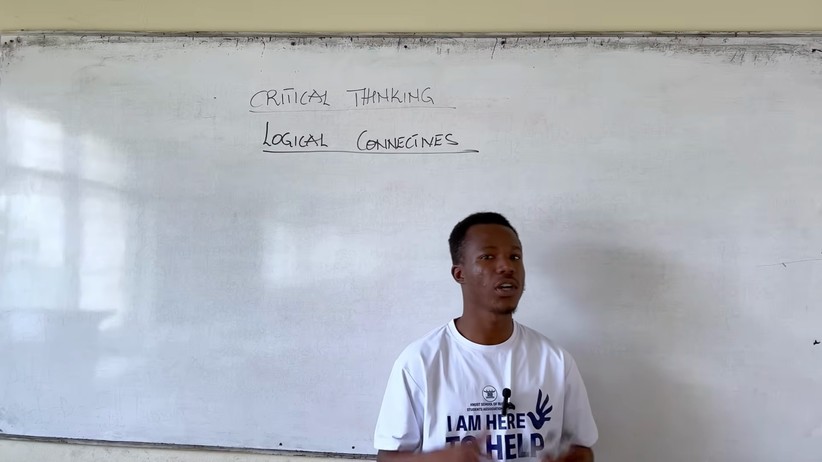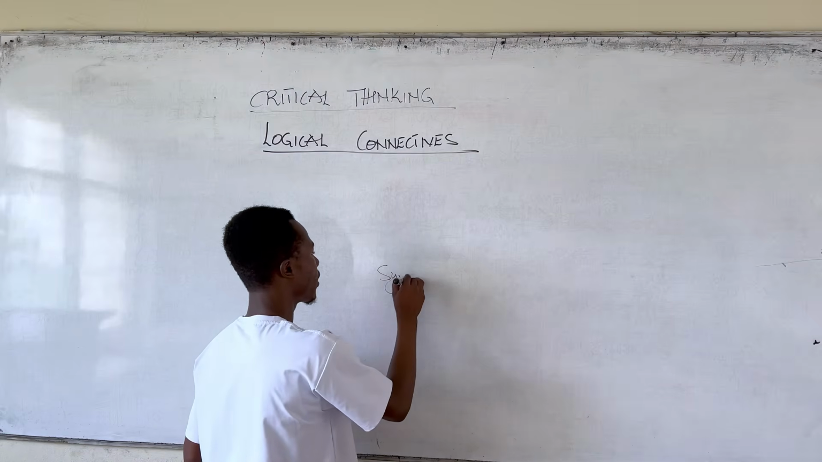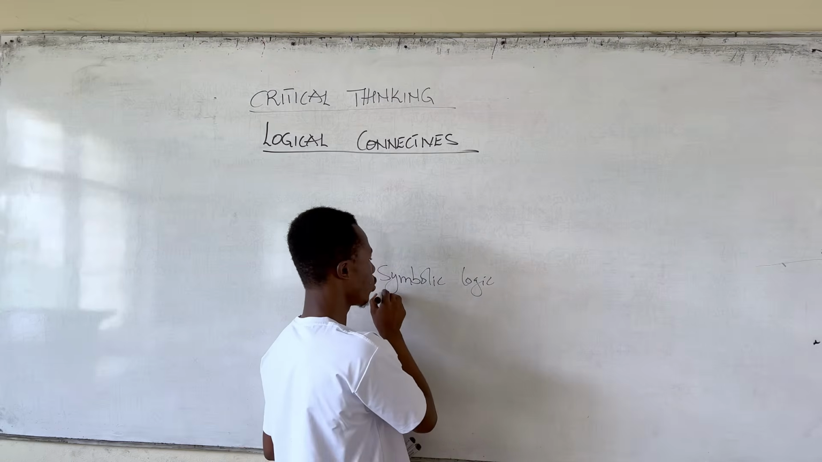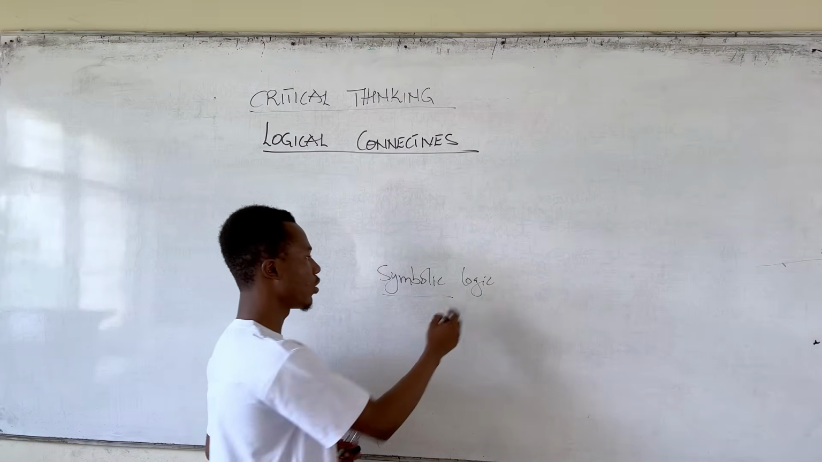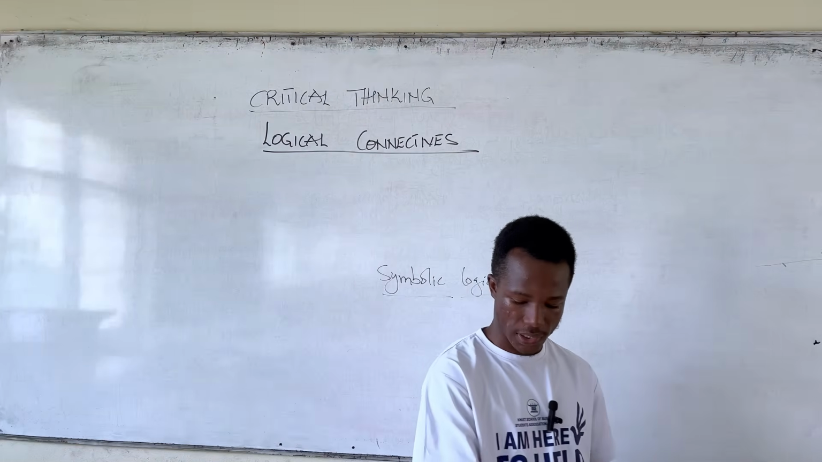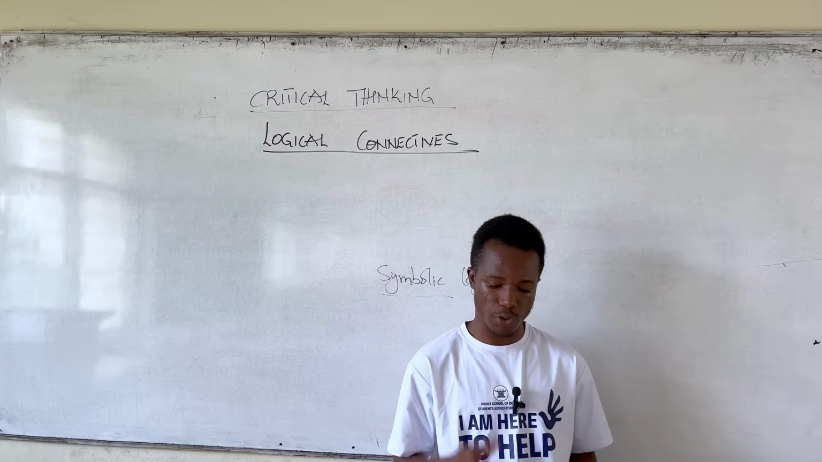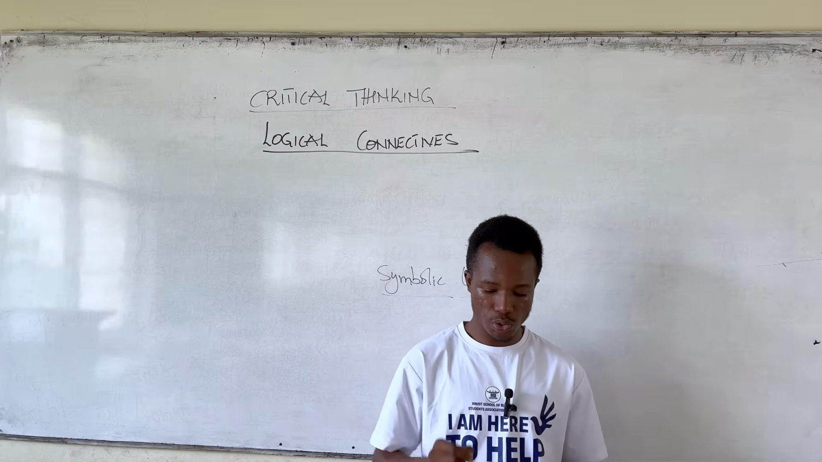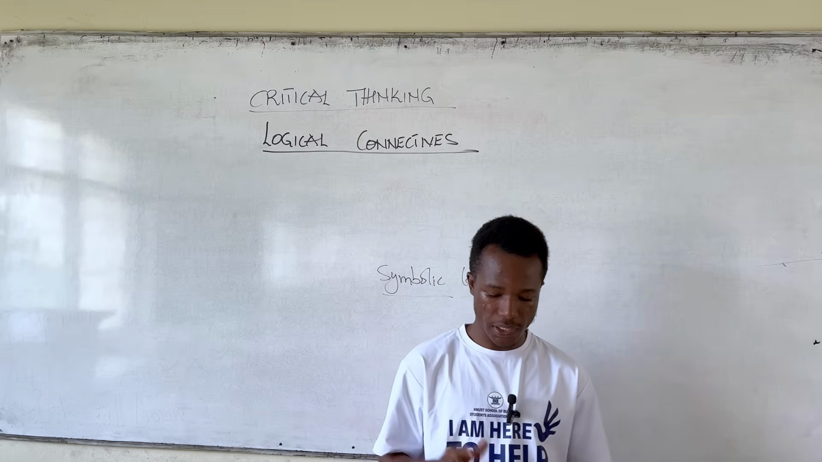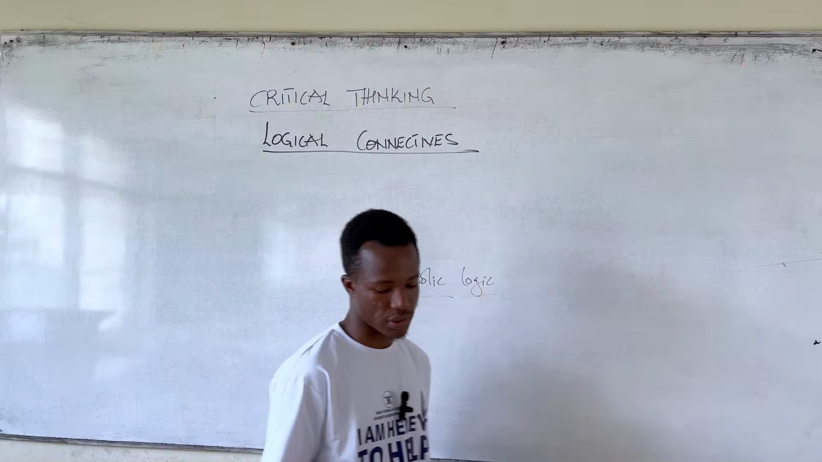Here we are going to look at something we call symbolic logic. We are going to use symbols in logical expressions. Let's first look at the definition. Symbolic logic is a branch of logic that uses symbols to represent logical expressions, arguments, and relationships. It provides a formal system for analyzing and evaluating arguments using symbols such as this.